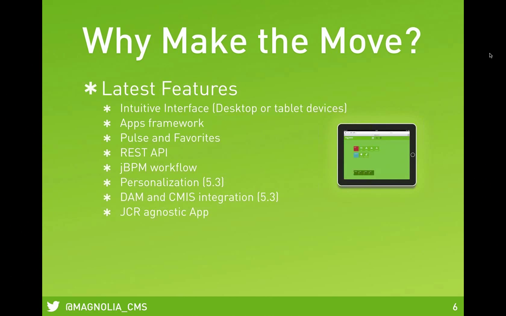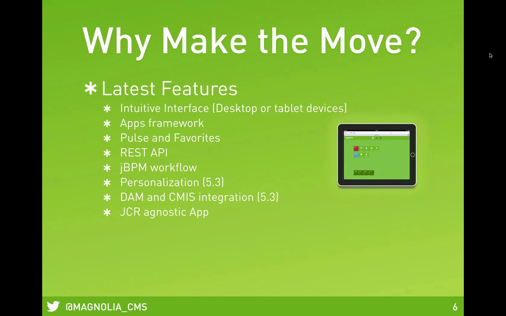So before having a look at the migration process, why should you move to Magnolia 5? To take advantage of the latest features. You might know that Magnolia 5 is coming with a new interface. It allows you to create and manage content on the tablet just as easily as on the desktop. A new app framework is also here. Integration becomes easier. You can integrate your selection of best-of-breed tools seamlessly in the Magnolia backend. Collaborate with the Pulse and organize your work with favorites. A new REST API allows you to manipulate content through a web API. You can create, read, update, and delete nodes in the JCR.